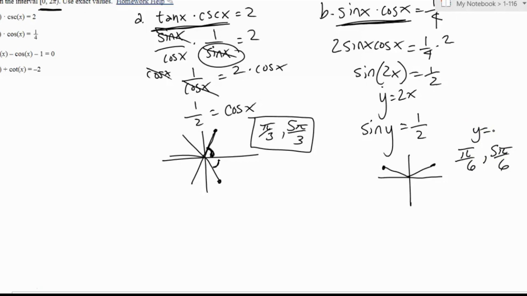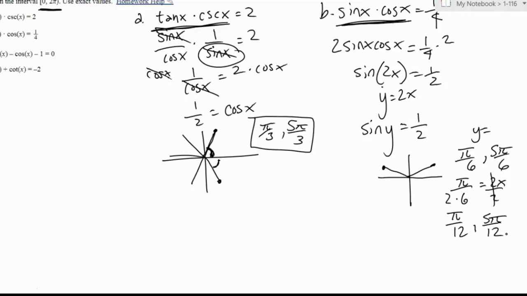Your x values are going to be half of that amount, because y is equal to 2x. So you can either write down y at pi over 6 is equal to 2x and solve, but you're basically just dividing by 2 anyway. So you get pi over 12 and 5 pi over 12. The important thing to remember here is because you're using a double angle identity, you probably also have double the answers. So there is a little bit of extra thinking here.